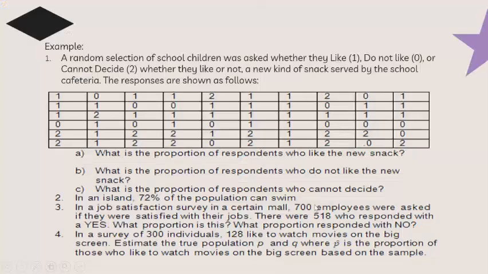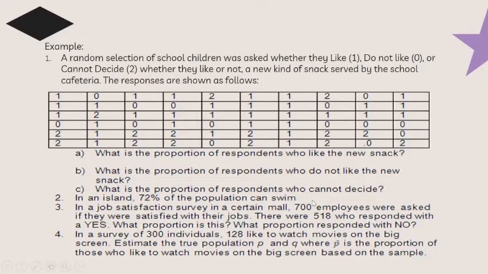For example number 2, in an island, 72% of the population can swim. Meaning that will be 72 out of 100 that can swim. As a fraction, this is expressed as 72 over 100, where 72 is the favorable responses that can swim. So the decimal value of that is 0.72.